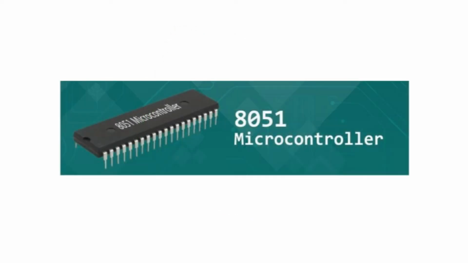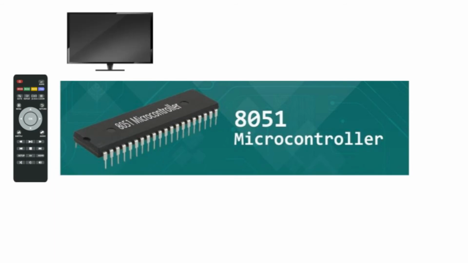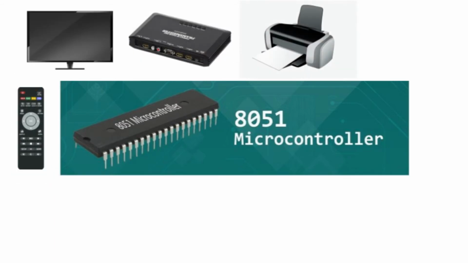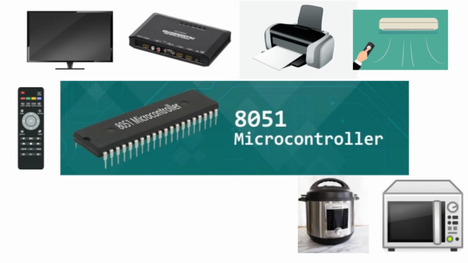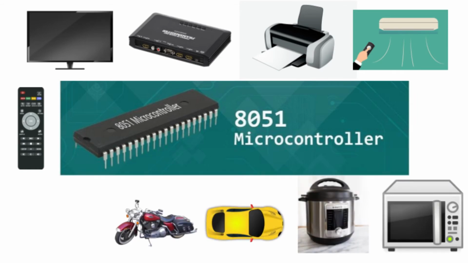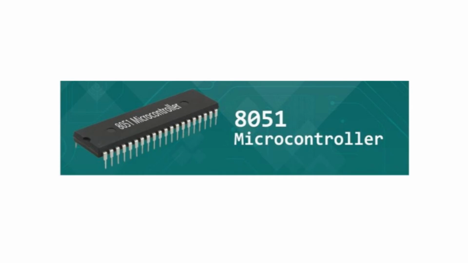Now, let's look at what is a microcontroller. The first question is, where are these microcontrollers used and where do you find them? The simple answer to this is, microcontrollers are present all around us. Starting from TV remote controls, TVs, cable set-top boxes, printers, air conditioners, microwave ovens, electric cookers, cars, bikes, and even kids' toys. You can see that microcontrollers have entered every aspect of human lives.